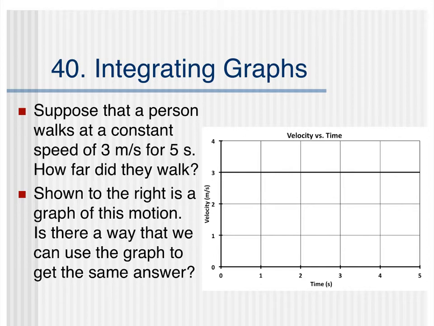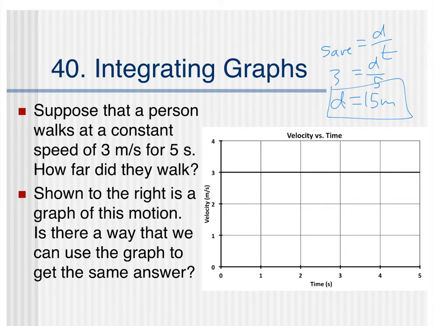How far did they walk? Well, we have a few ways of doing this. If we want to be very formal, we can say that that is their average speed, and that's going to be equal to distance over time. So we can say that 3 equals our distance over 5, which means our distance is simply 15 meters.